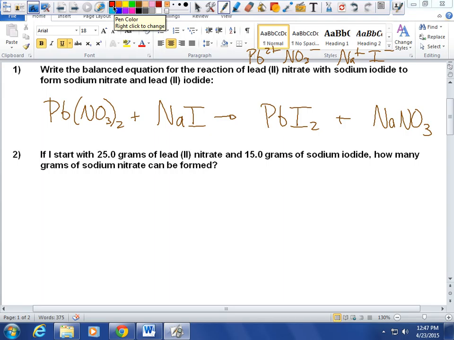Oh, yeah, the word says sodium nitrate first, sorry. I just did it out of habit, what's first on the left is first on the right. All right, is it balanced? How do you balance it? I need a 2 there and then a 2 over here, right? All right, so 1, 2, 1, 2. So that's going to be our balanced equation.